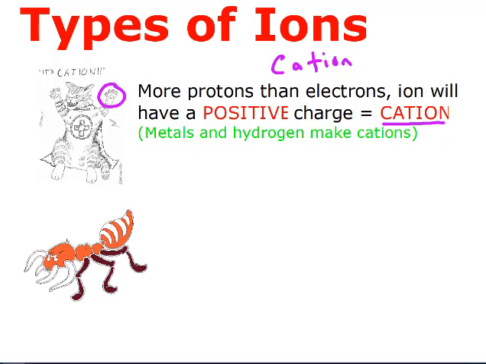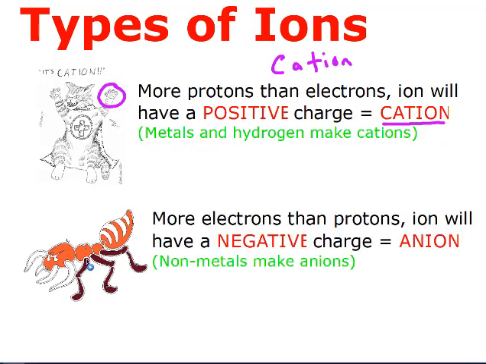And then anions have more electrons than protons, therefore it has a negative charge. And so it's going to be an anion. Nonmetals make anions. So you can remember that by remembering ants are bad when they sting you, so ant, anion. So cations are positive ions, anions are negative ions.